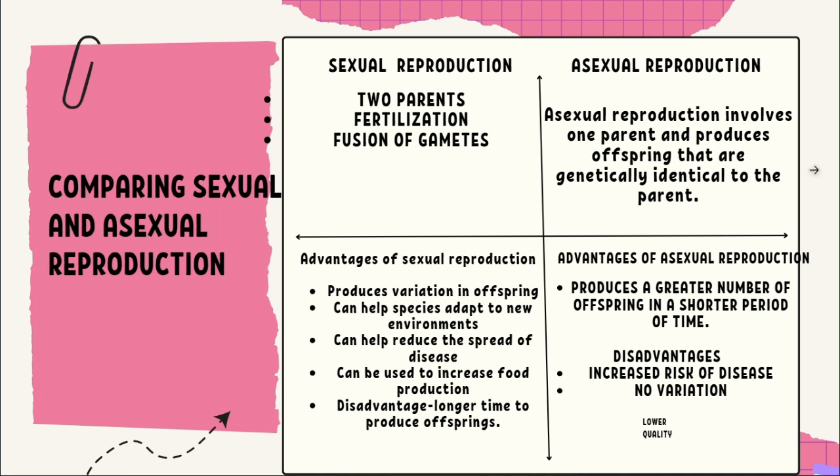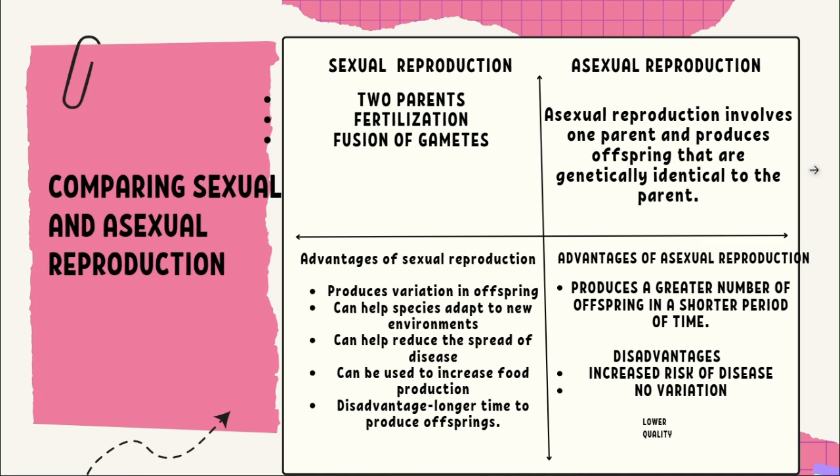And one of the biggest things when comparing asexual and sexual reproduction is that asexual reproduction has only one parent involved. And what's so unique about asexual reproduction is that the offspring are literally identical to the parent. When I say identical, I mean identical, like identical twins. The parent and the child look exactly the same. So with asexual reproduction, there is no variation. There is no variation at all.